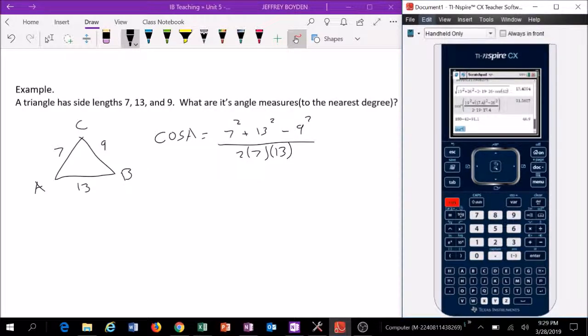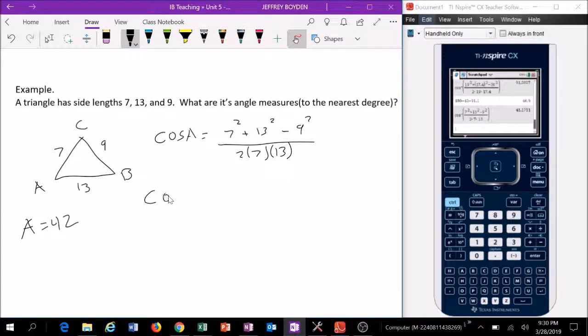So, I've got something highlighted here. So I'm going to get my fraction all set up, and I'm going to start typing. So that's going to be 7 squared plus 13 squared minus 9 squared, and the bottom 2 times 7 times 13. And boom, 41.2. So A is going to be 41.2. If it's 41.2, they ask for the nearest degree. So I'm going to say that A is 42.